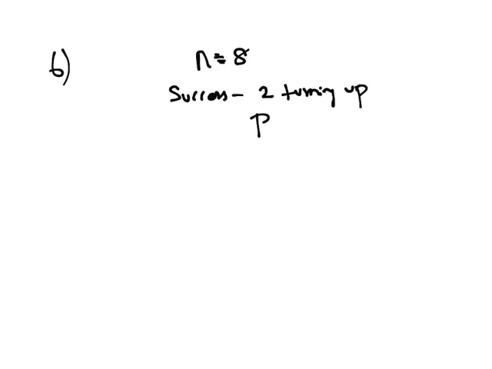So probability of success is 0.4. Normally the probability of 2 turning up in an unbiased die will be 1 upon 6, isn't it? But since it is a biased die, there is more chance of 2 turning up. So the first question is, what is the probability that a 2 turns up 3 times? That means P of x equal to 3.